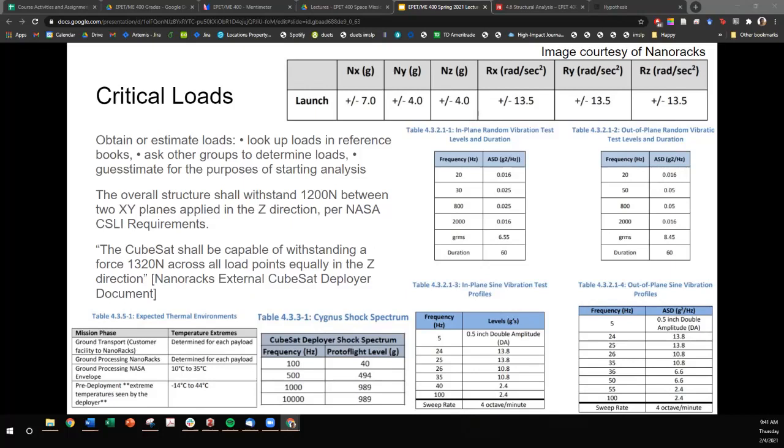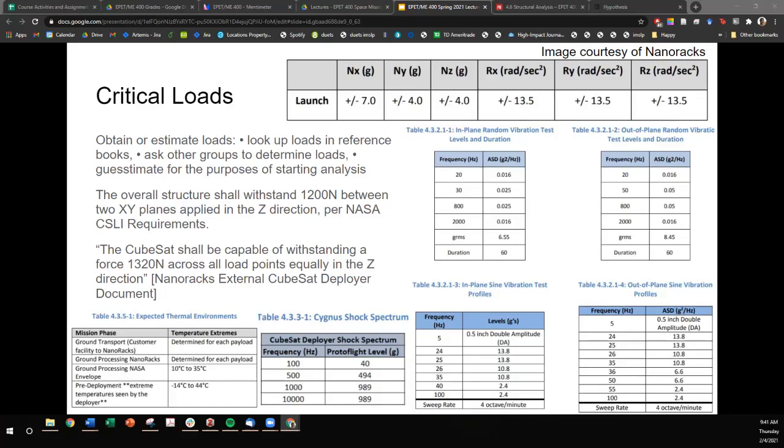The two loads that we're most preoccupied with: we want our structure to withstand 1200 newtons between the two XY planes applied in the Z direction. We got this from the NASA CSLI requirements. And then the other requirement is the CubeSat shall be capable of withstanding a force of 1320 newtons across all load points equally in the Z direction, provided by the NanoRacks deployer document.